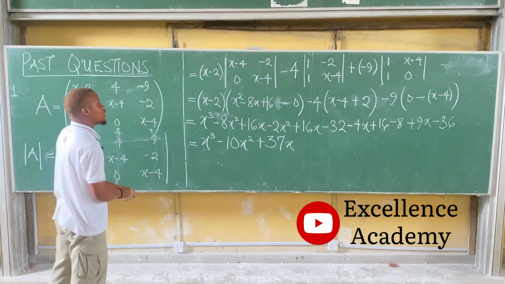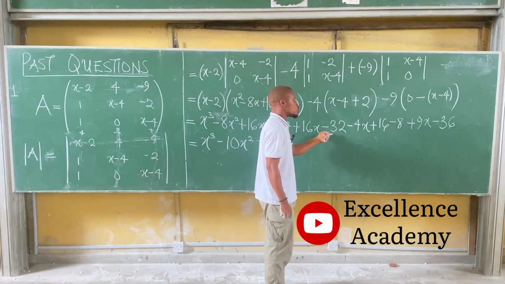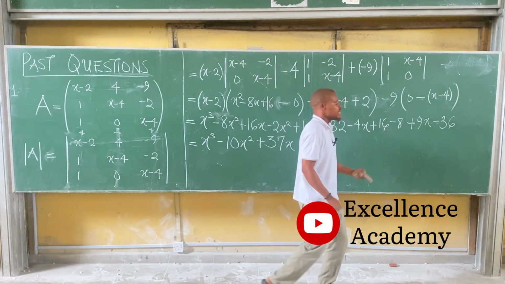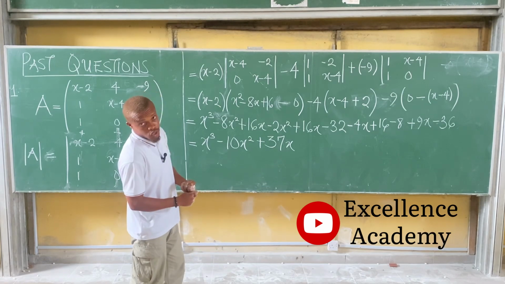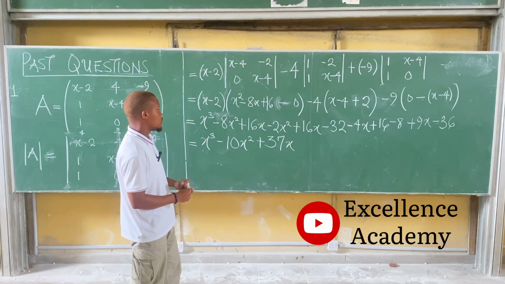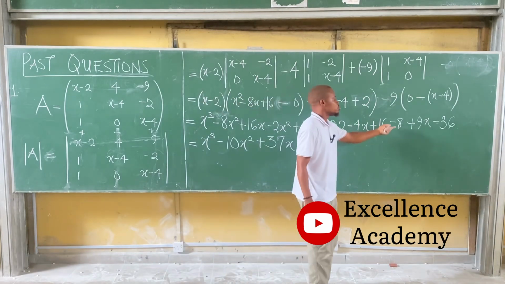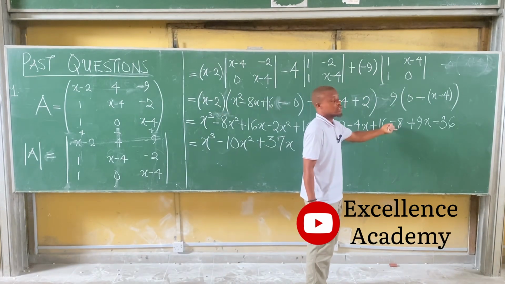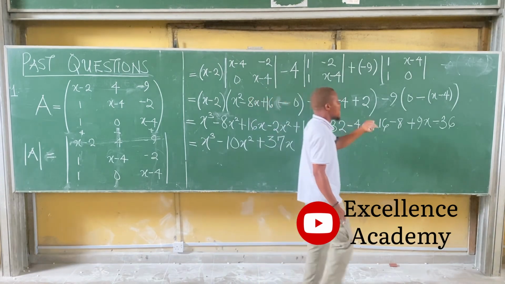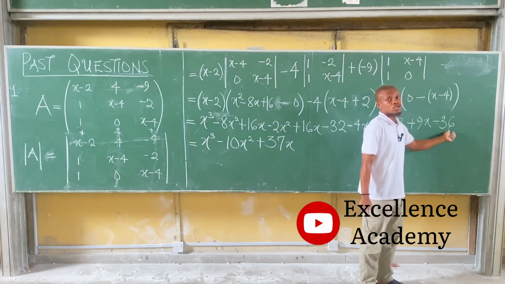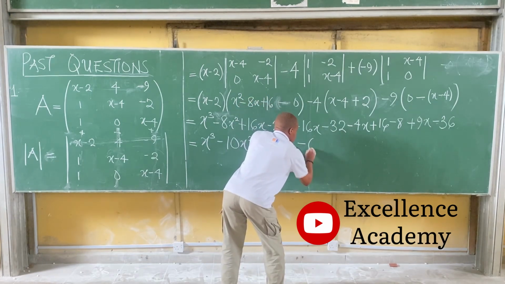Alright, finally, over to our numbers. Minus 32 plus 16 gives me a minus 16, right? Minus 16 minus 8 gives me minus 24. Minus 24 minus 36 gives me minus 60.